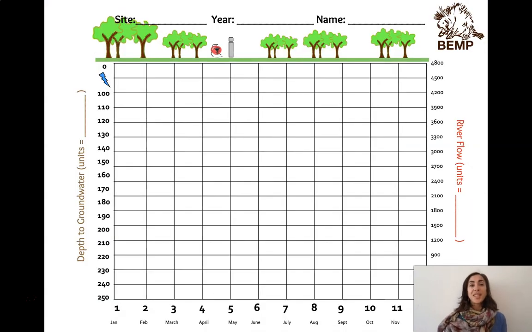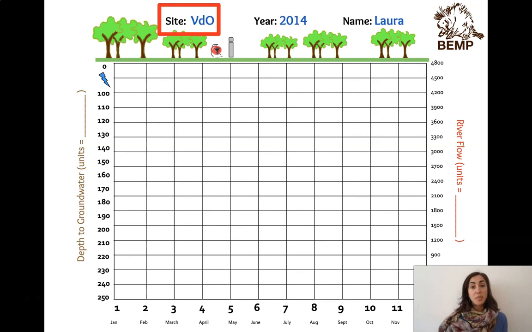Okay, so this is the backside of your worksheet. You're going to write down the site, the year, and your name. Today, I will represent a few of the different sites that we have data for. My first example is going to be based on our video site, the Valle de Oro site. So you can write this down if you're using that as an example. Then we'll have the year. In this case, I will be representing the data in the table that I showed you before, so 2014.